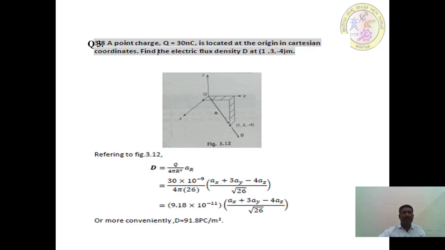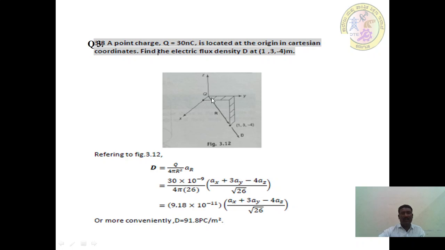Okay, let us take up a third problem. A point charge Q is equal to 30 nanocoulomb, located at the origin in Cartesian coordinates. Find the electric flux density D at the point 1, 3, minus 4 meters.